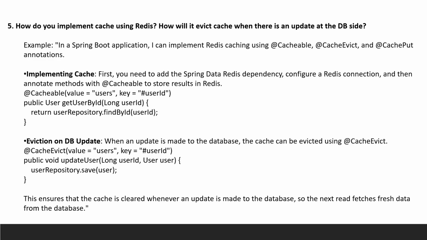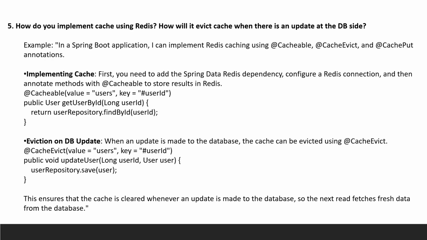So how do we implement a cache using Redis? How will it evict a cache when there is an update at the DB side? Generally, we use cache for performance, right? Better performance. In Spring Boot applications, we can implement this cache mechanism using Redis, which is already built in, and which provides three different annotations: @Cacheable, @CacheEvict, and @CachePut. Different annotations are there. I'm giving just a high-level example.